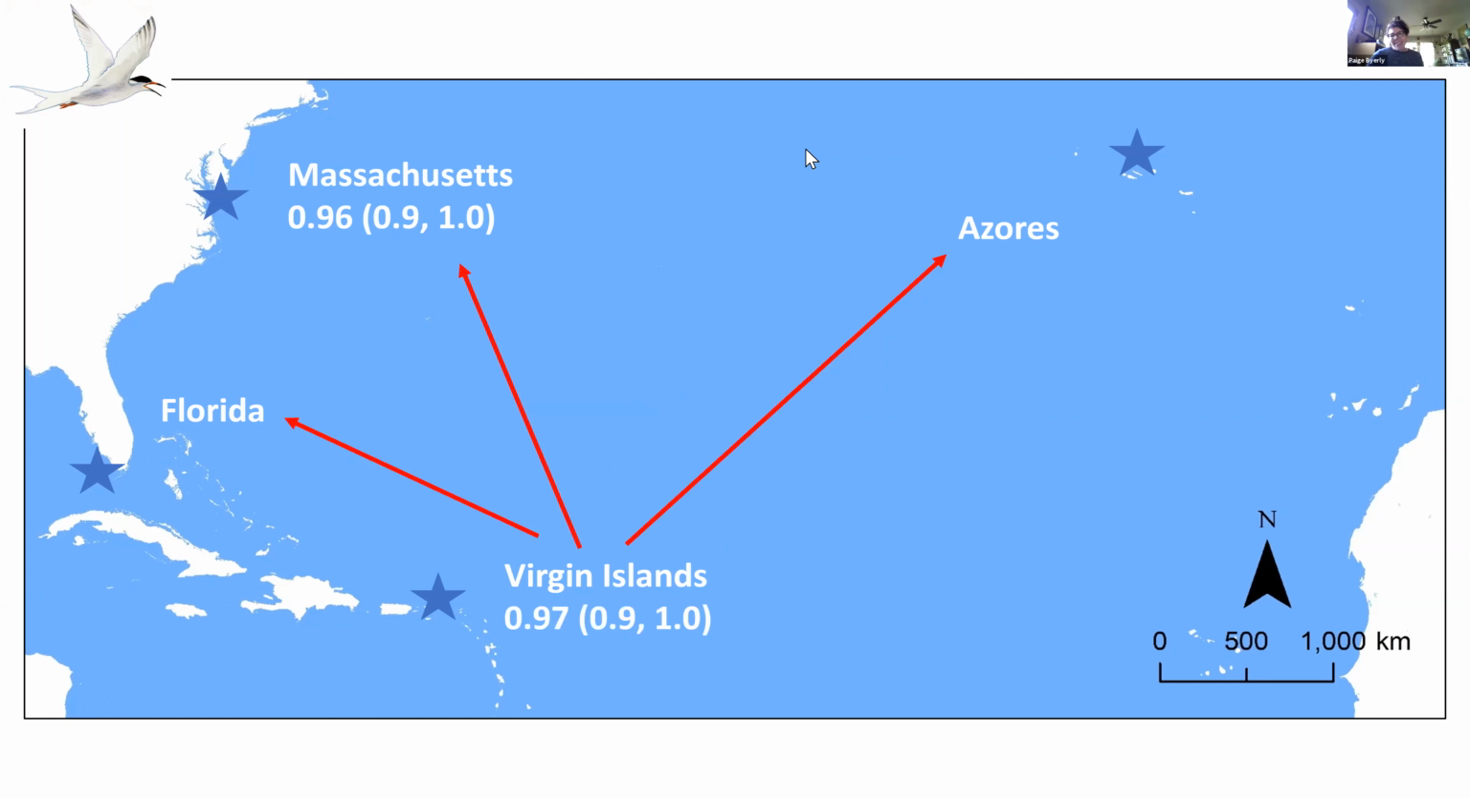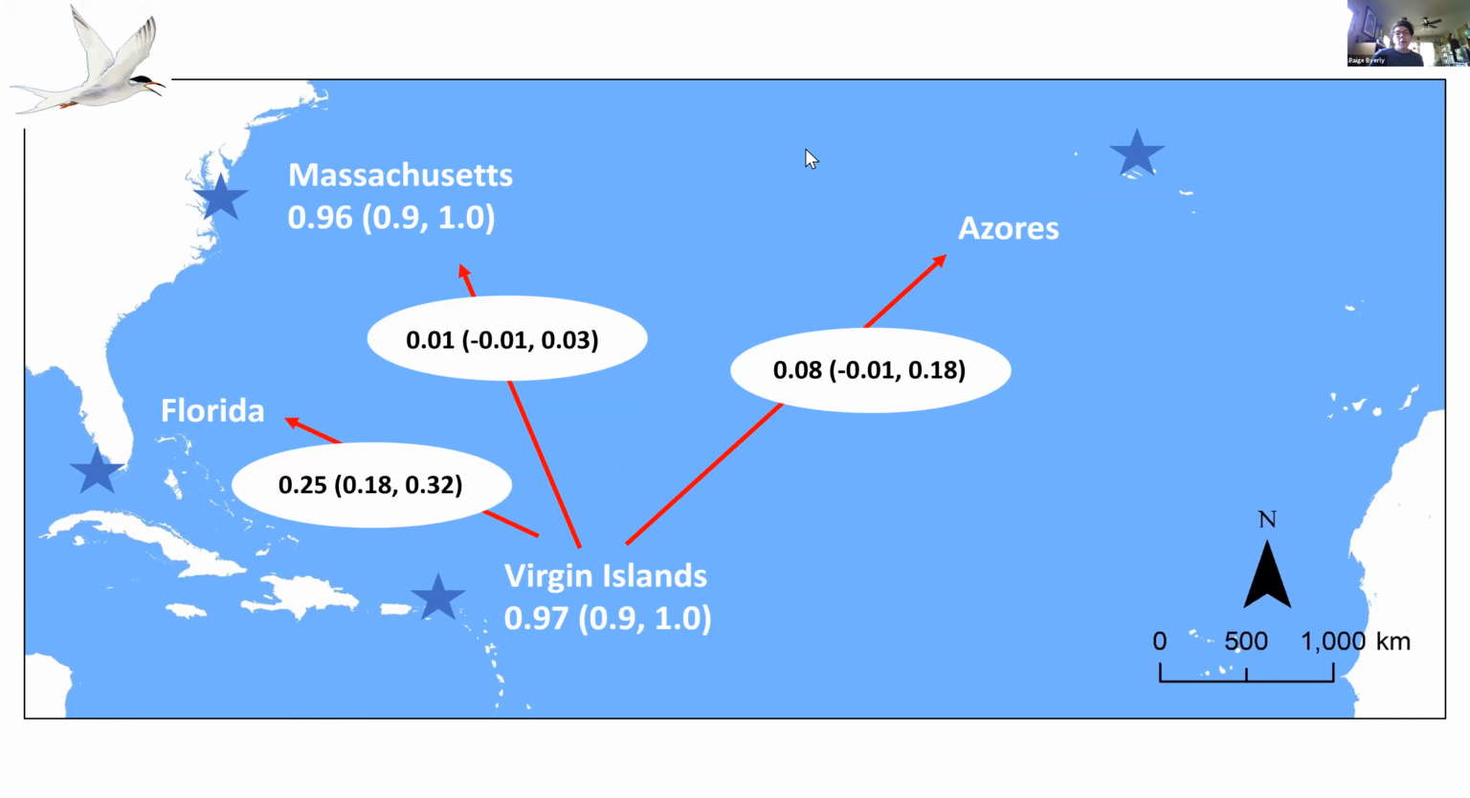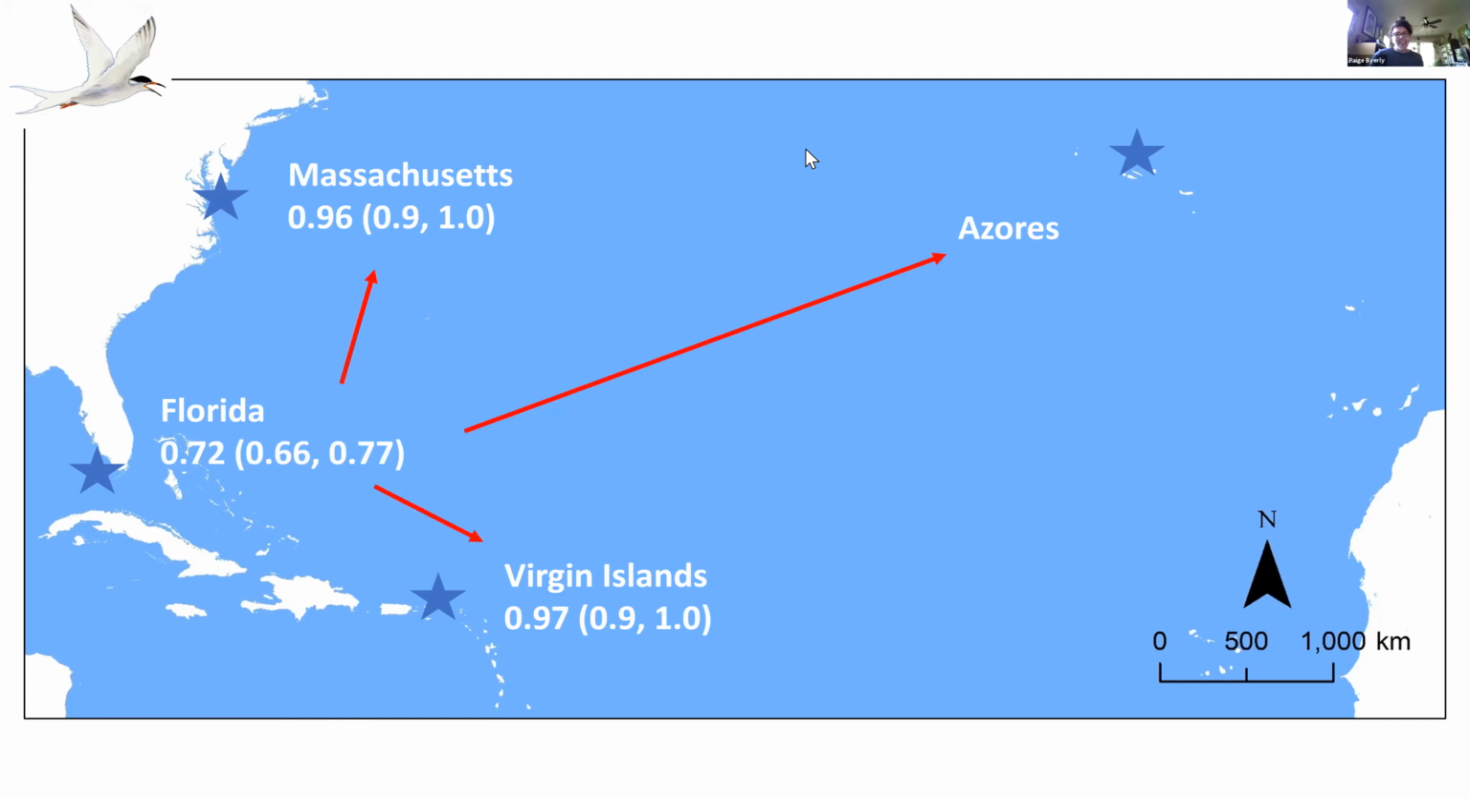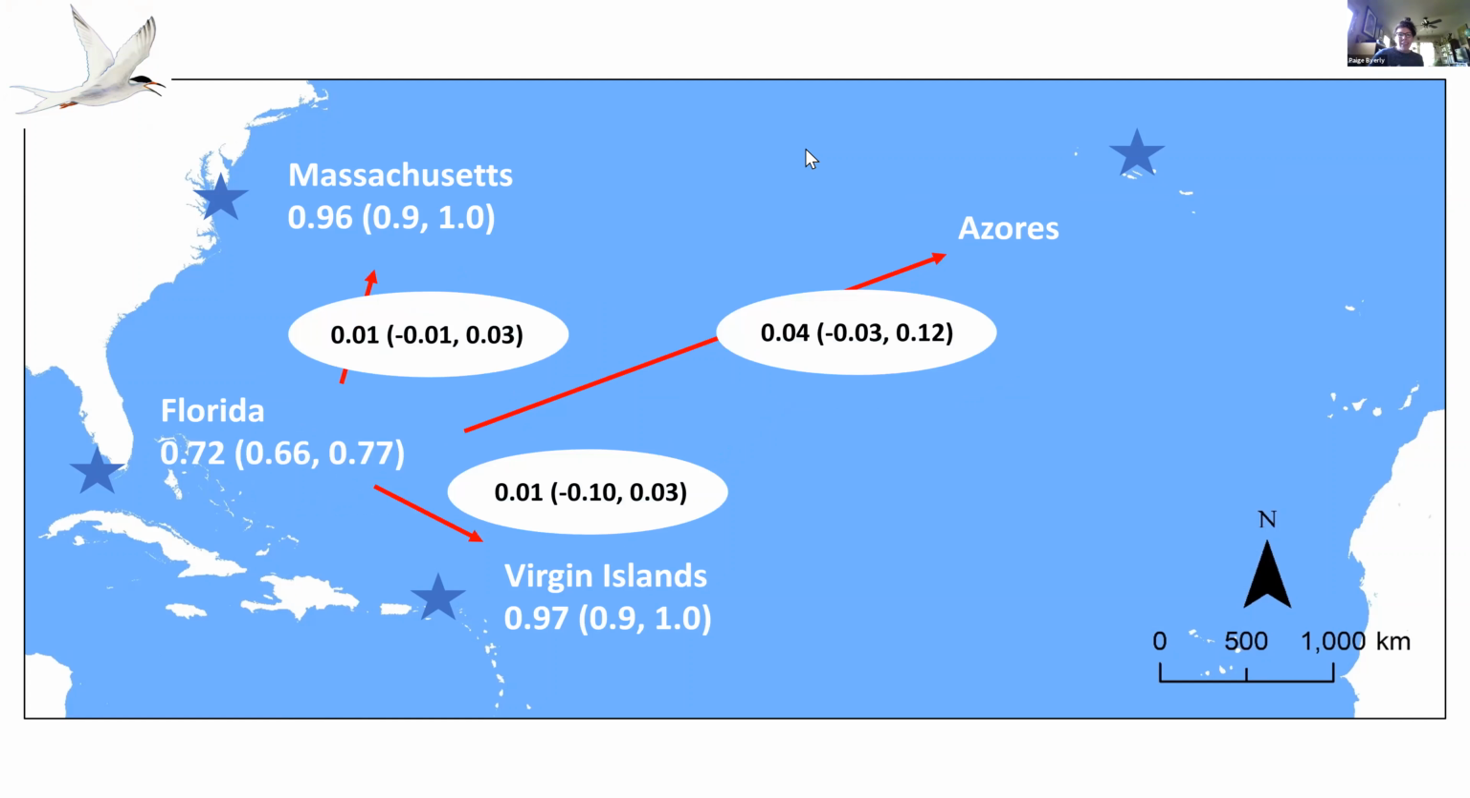The Virgin Islands has a high rate of self-identification, so 97% of individuals originated from whatever this breeding population is. However, the Virgin Islands is sending out migrants. So we see that 25% of individuals in Florida originated from the Virgin Islands. And there also might be some movement from the Virgin Islands to the Azores, although pretty big confidence interval, so it's a little hard to tell. And then Florida is not sending out migrants, instead receiving them from the Virgin Islands.